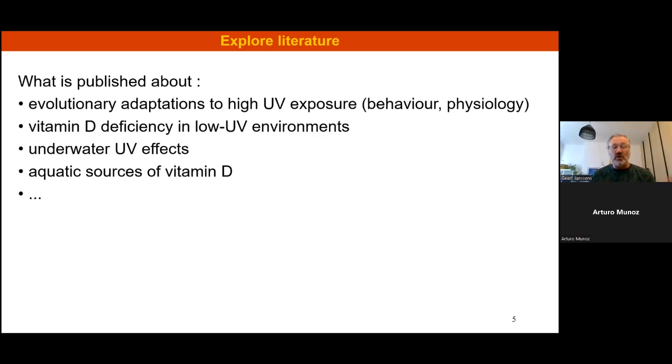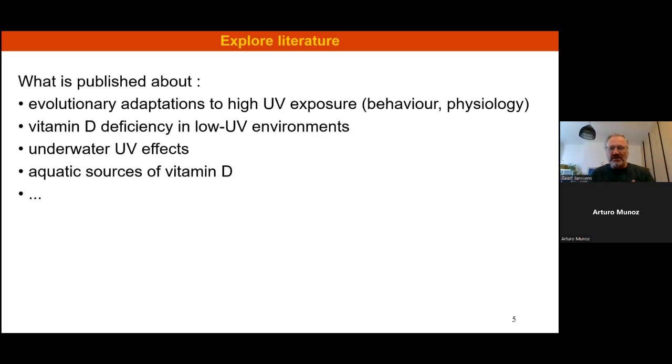We're talking about aquatic organisms, so you also want to know, is it really an important issue? Because we know the UV strength decreases very fast when you go deeper in the water. So for which organisms is this an issue actually? And of course, you want to know, are there other aquatic sources of vitamin D for those animals or for other animals?